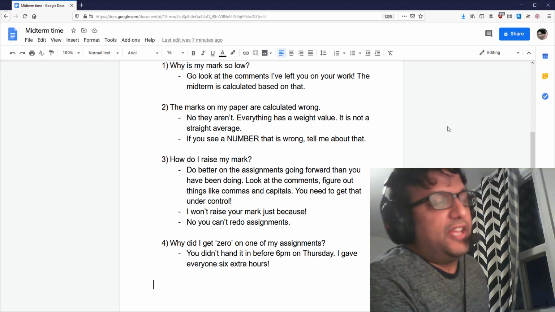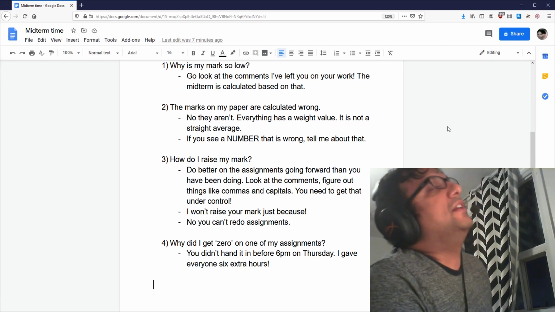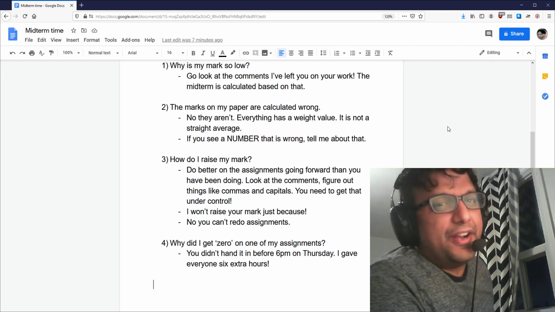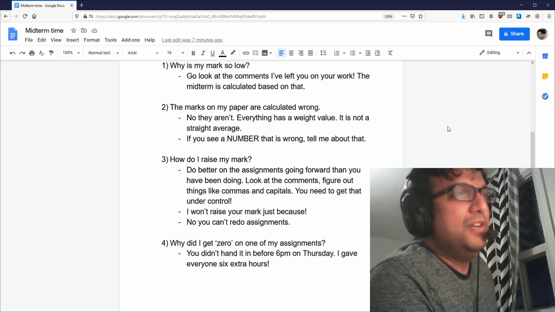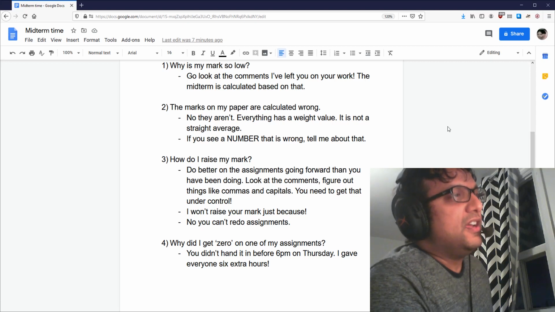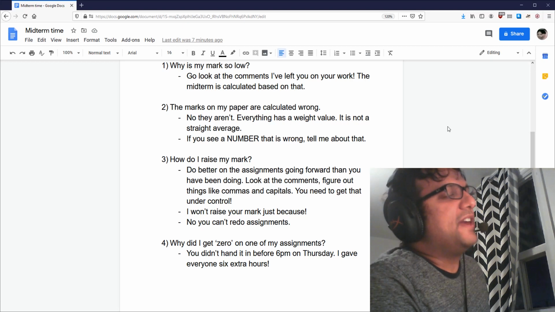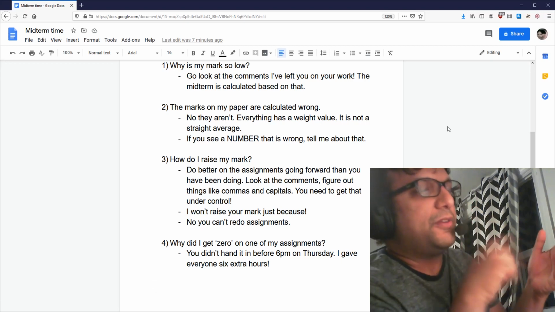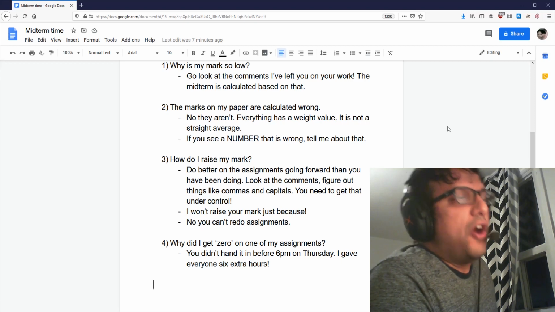Second thing: the marks on my paper are calculated wrong. First of all, no, they aren't. The marks are assigned a weight value. Right now, the paragraphs are worth a lot more than they will be in the long run. So please, if your plan is to get out a calculator, add everything together and divide to find the average, that is not the case.